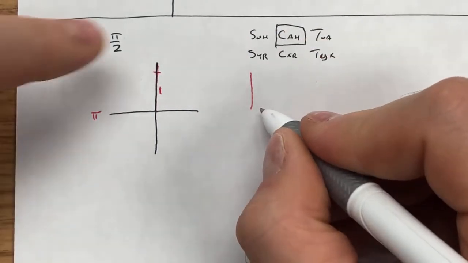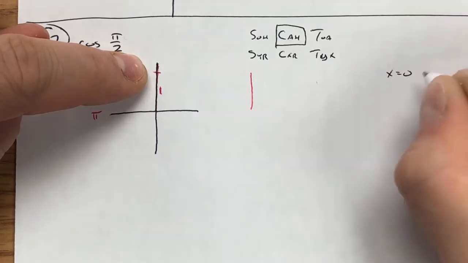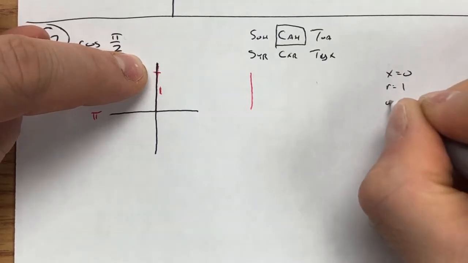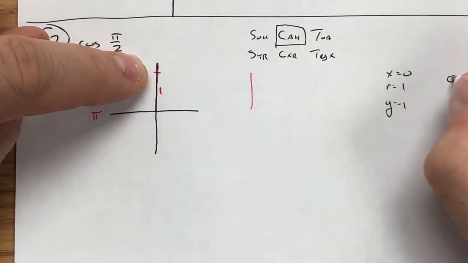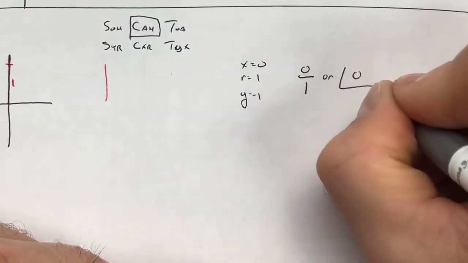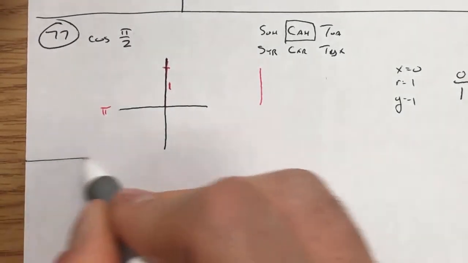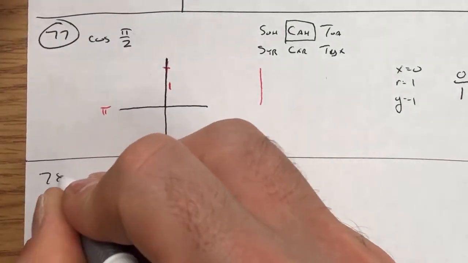Well, what is the x value at this point? The x value is going to be 0, the radius is going to be 1, and the y value is going to be 1. So it's 0 over 1, or 0. Perfect. So that's number 77. Let's take a look at number 78.